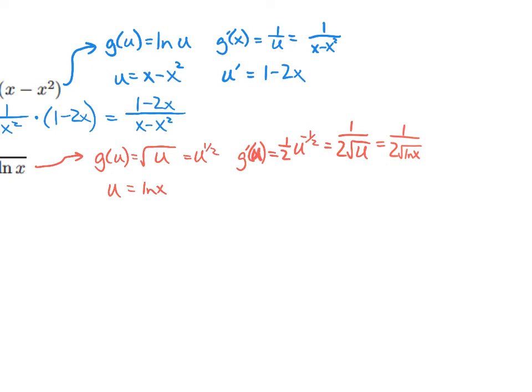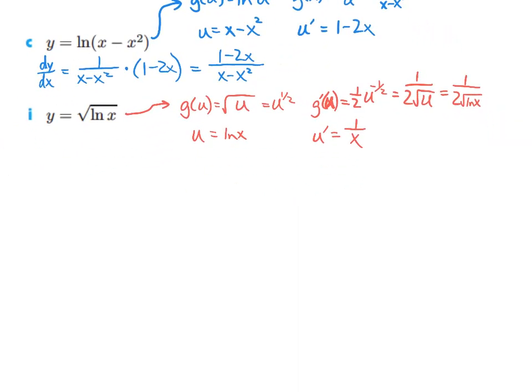Now, u prime is what? What's the derivative of ln of x? It's 1 over x. Because that's the one you have memorized. So dy dx is g prime of u, 1 over 2 radical ln of x, times 1 over x.